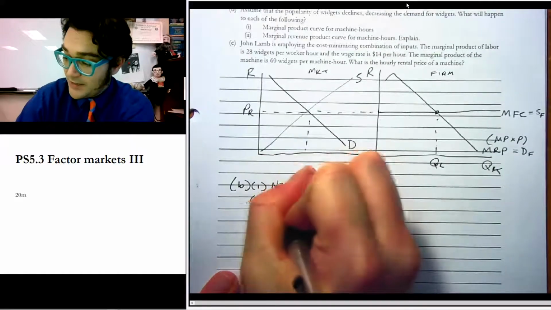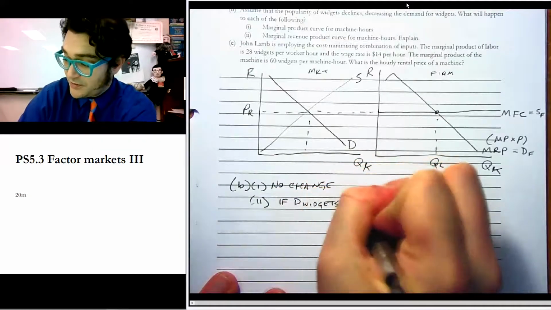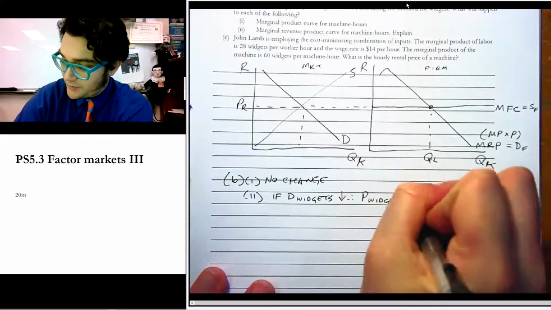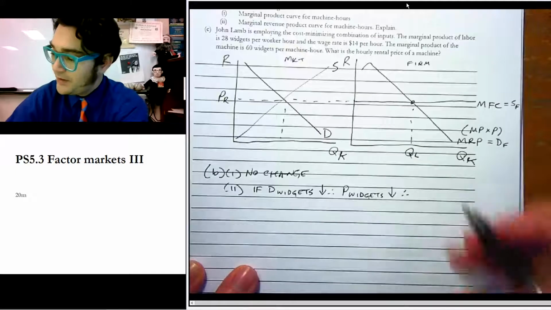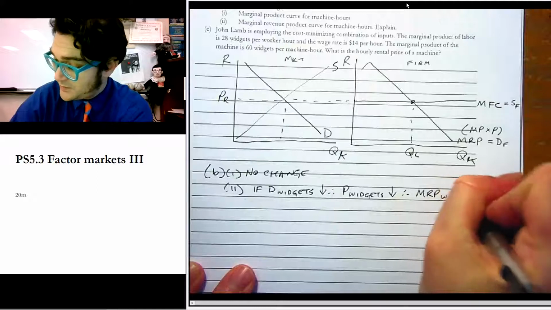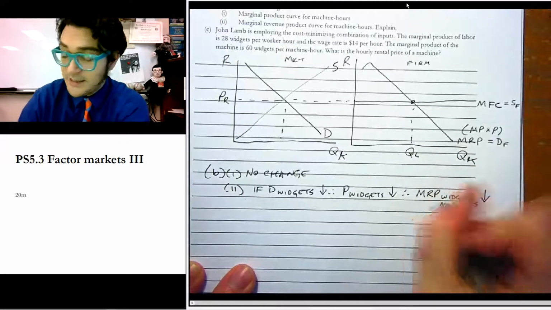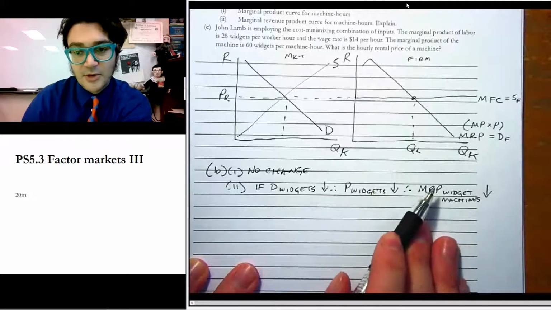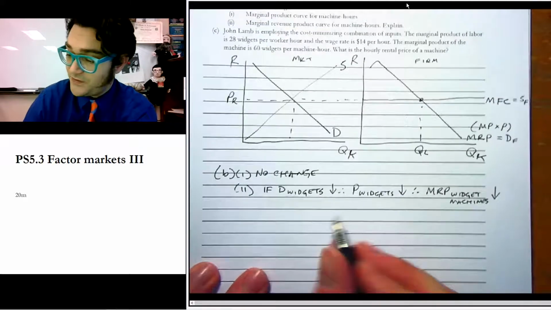So if the demand for widgets decreased, we can therefore say the price of widgets decreased. We're linking statements together in a logic chain. Therefore, the MRP for widget machines decreases. That's acceptable to say because your grader will know you're talking about how the MRP of the widget machines depends on the price of the widgets. That should be sufficient.